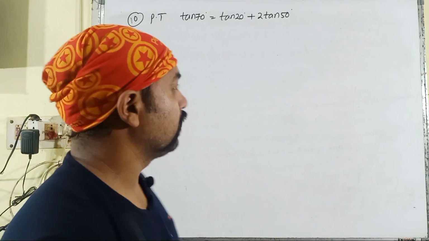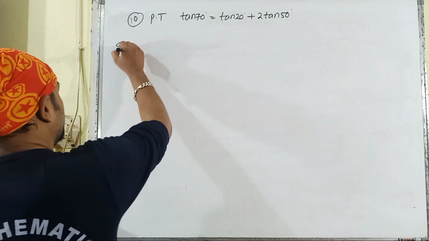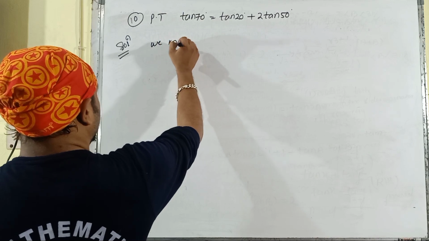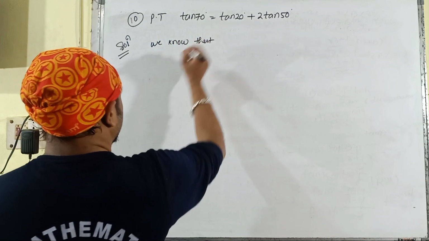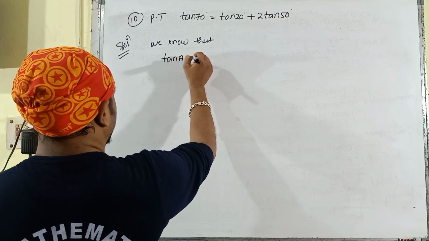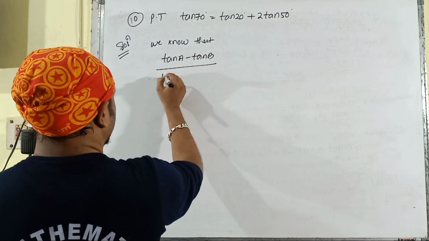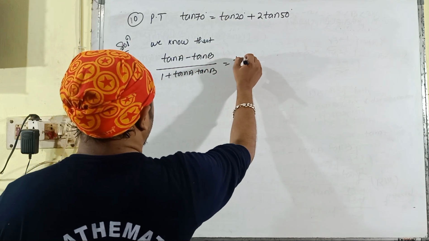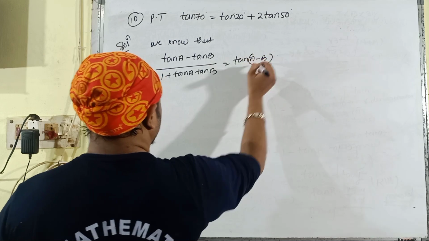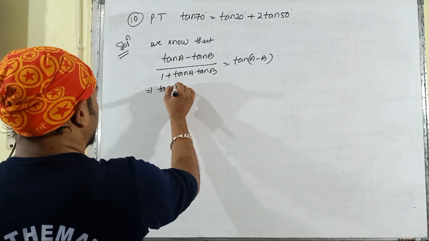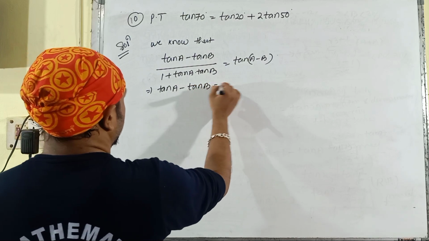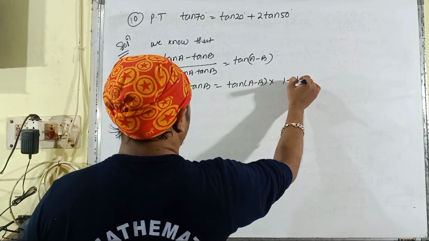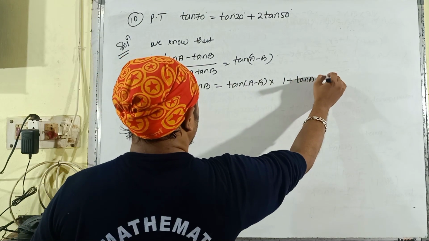So here it is problem number 10, the last problem of this current video session. Let us go through the solution part. First of all, we have to go through the formula of tan(a minus b). We know that tan a minus tan b divided by 1 plus tan a into tan b is equal to tan(a minus b). Then we can write tan a minus tan b is equal to tan(a minus b) multiplied with 1 plus tan a into tan b.